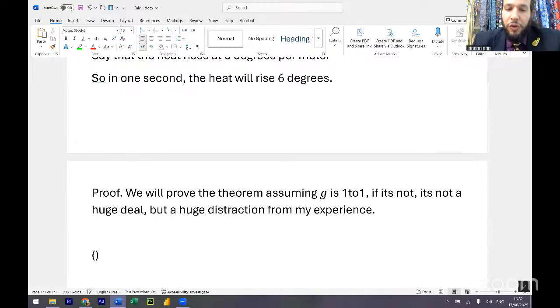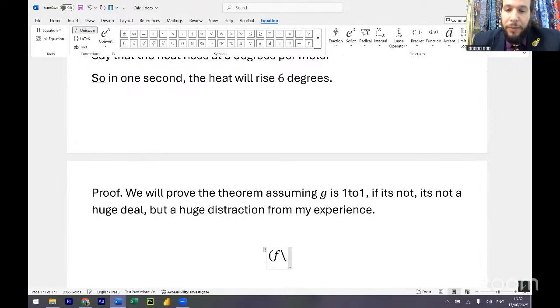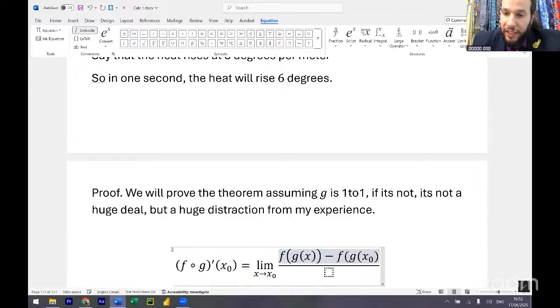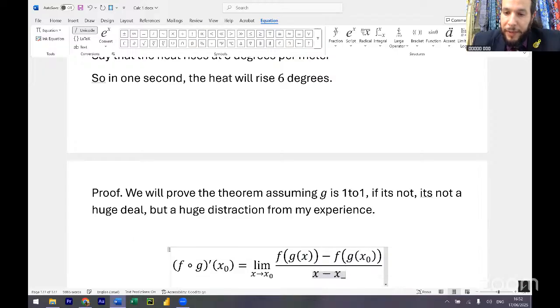So we wish to derive the composition f of g at x0. So that's the limit as x goes to x0 of f of g of x minus f of g of x0 over x minus x0.